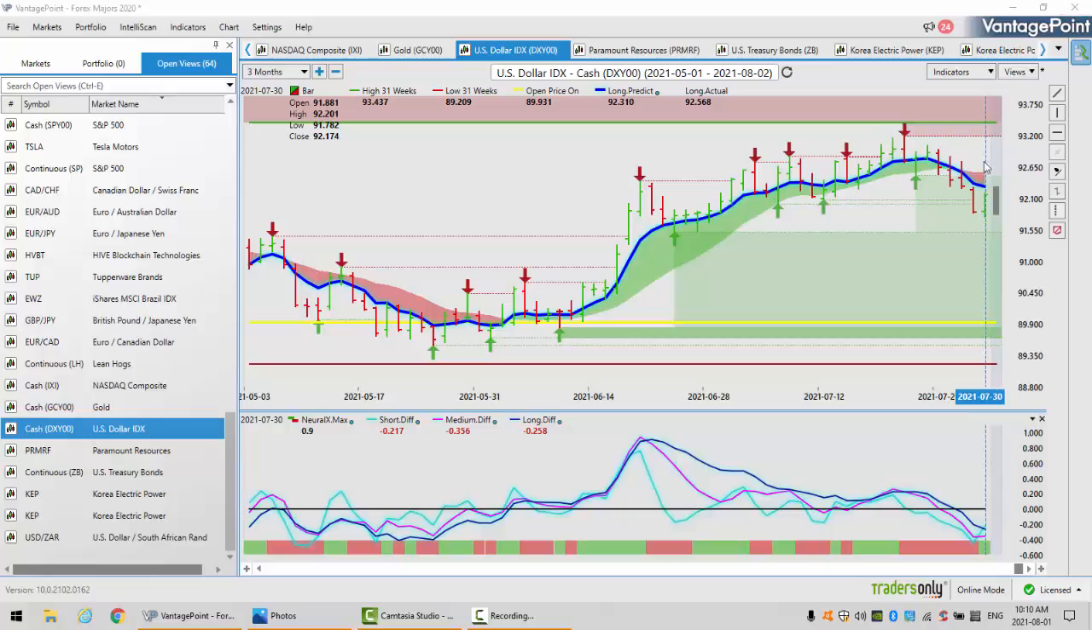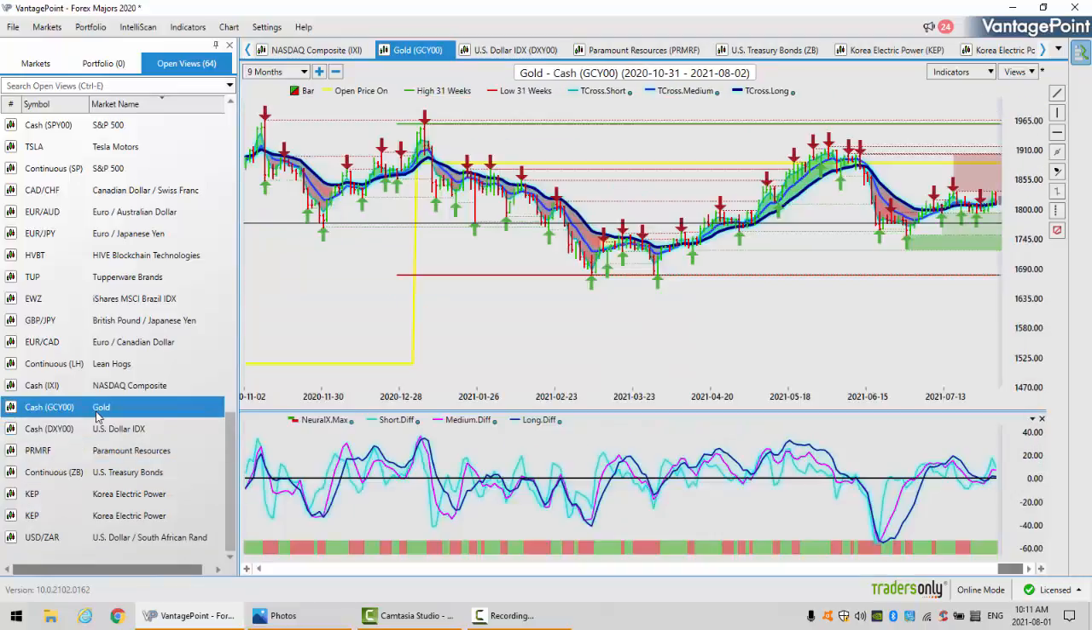So the dollar to start the week, again, the indicators are absolutely bearish in the VantagePoint software. But we're starting to see a little activity in this trigger. This pink line is a trigger. When it crosses over that blue line, it gives us an early warning sign of a potential shift in sentiment. So keep a very close eye on that.